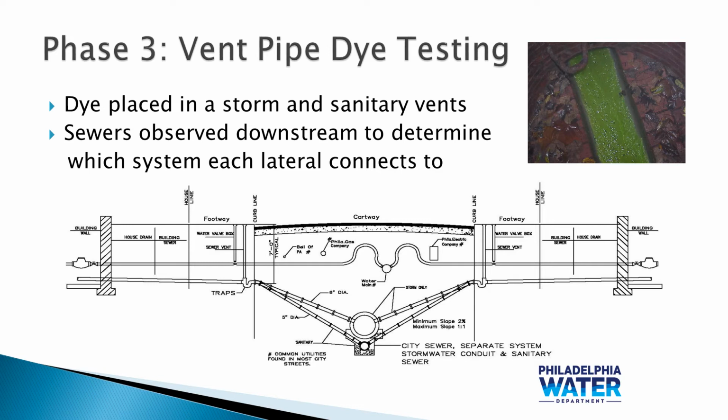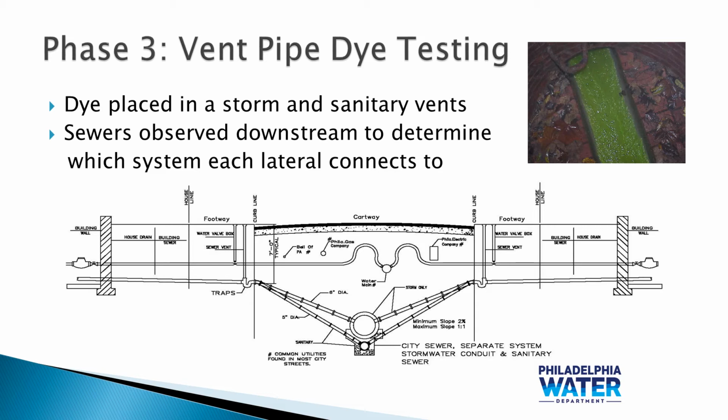In the city, plumbing code requires that the storm lateral be constructed upstream of the sanitary lateral, and that's really relative to the direction of the flow in the storm sewer system and the sanitary sewer system. So during these investigations, crews will use 2 different colored dyes. One will be applied to the storm lateral and one to the sanitary lateral, and the crew members downstream will be making note of which system that dye was present in.